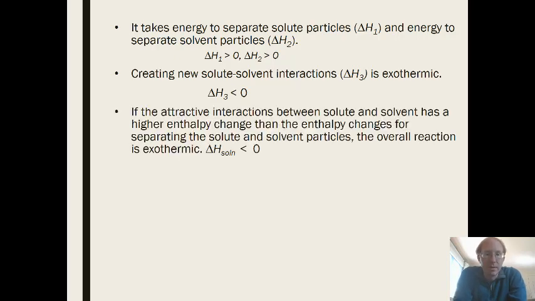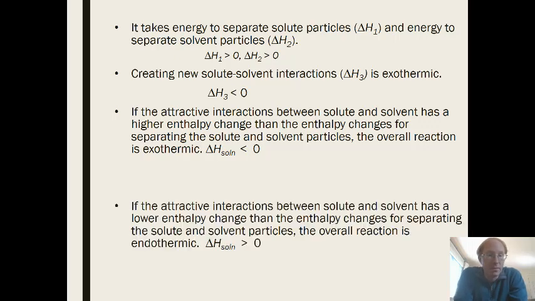If the attraction between solute and solvent has a higher value, so if delta H3 is greater than delta H1 plus delta H2, then my delta H for the solution will also be negative, will also be exothermic. And conversely, if the sum of delta H1 and delta H2 is greater than delta H3, then the enthalpy for my solution is also going to be endothermic. It's going to be greater than 0.